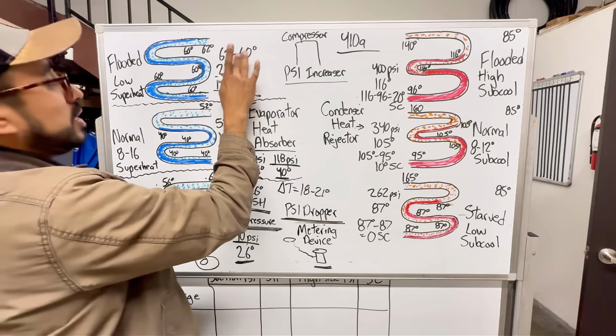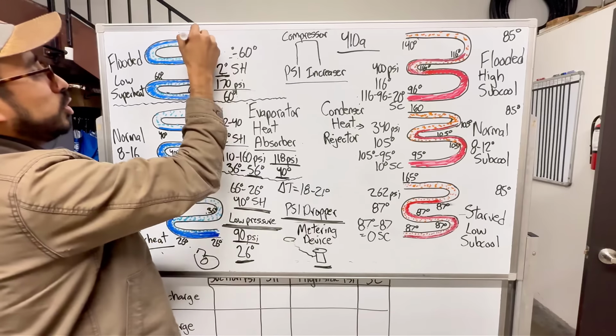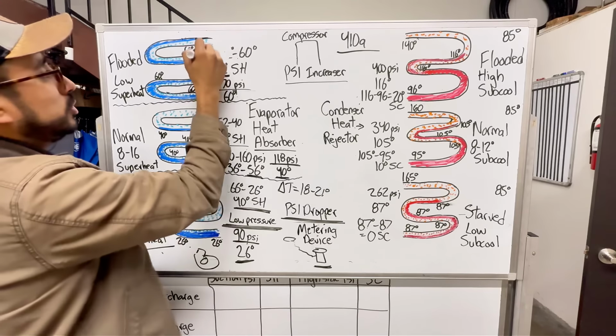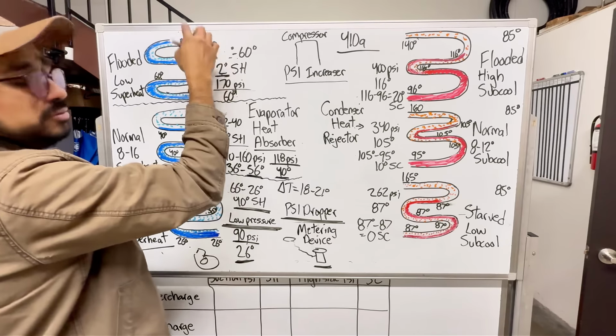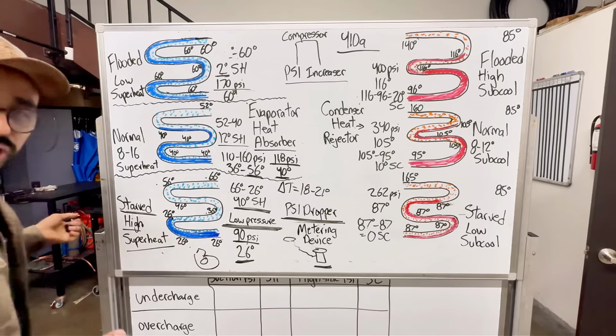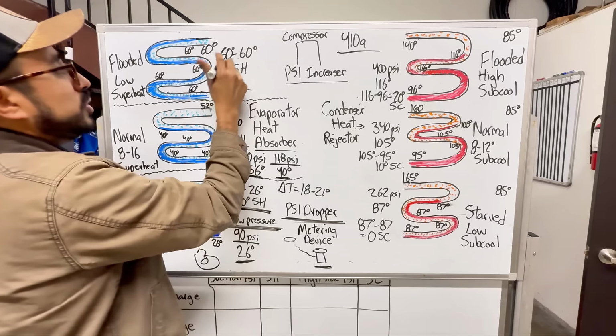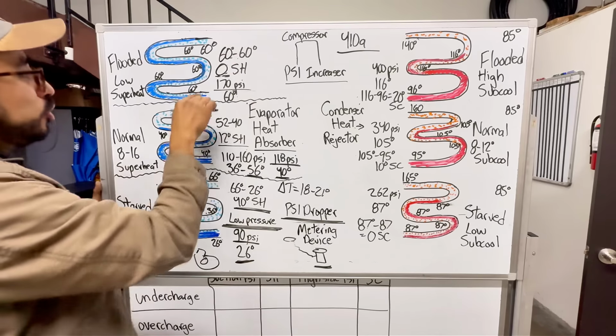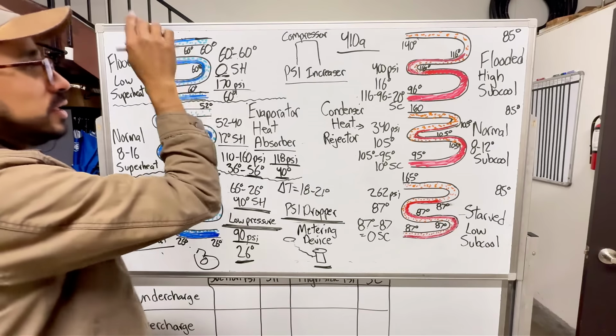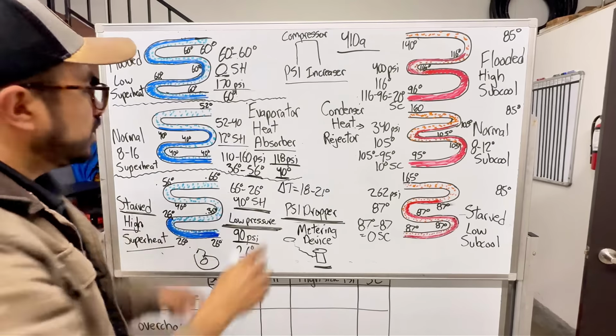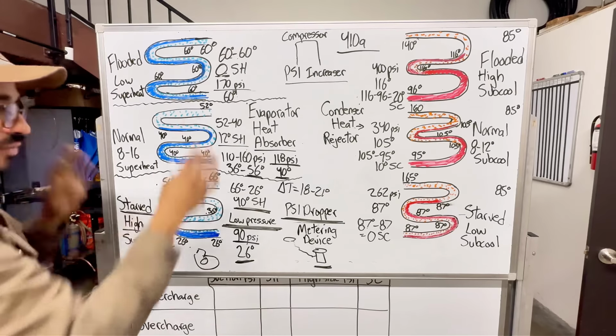And guess what? It can be even worse. It can be where your liquid comes all the way to your compressor and your suction line is 60 degrees. Your evaporator temperature is 60 degrees. So what's 60 minus 60? 0. You're still saturated. You're still liquid. That's going to mess up the compressor. But that's the superheat. That's the evaporator.